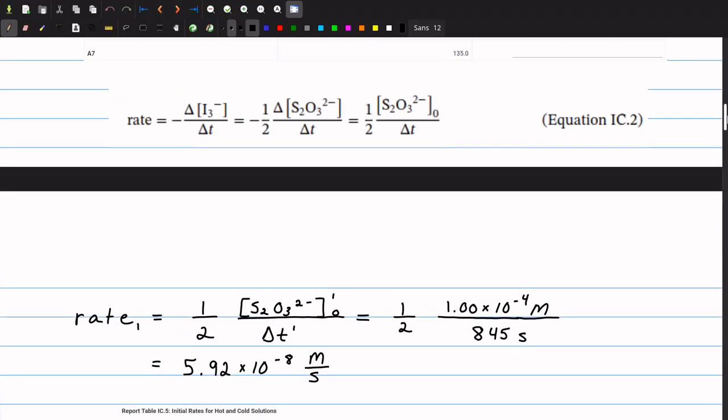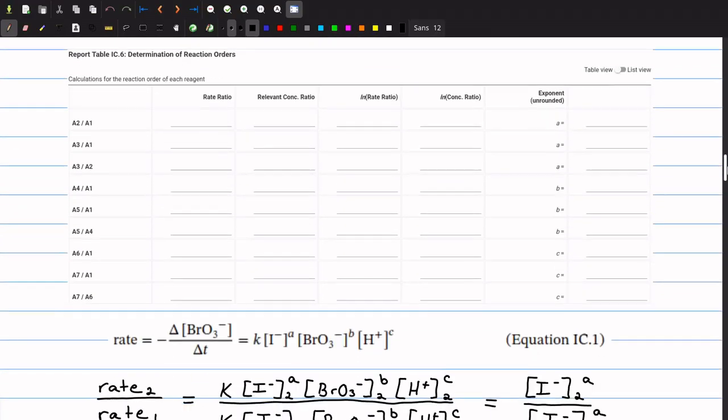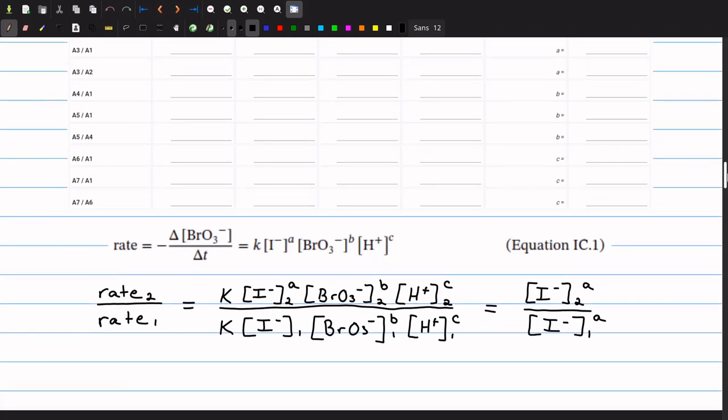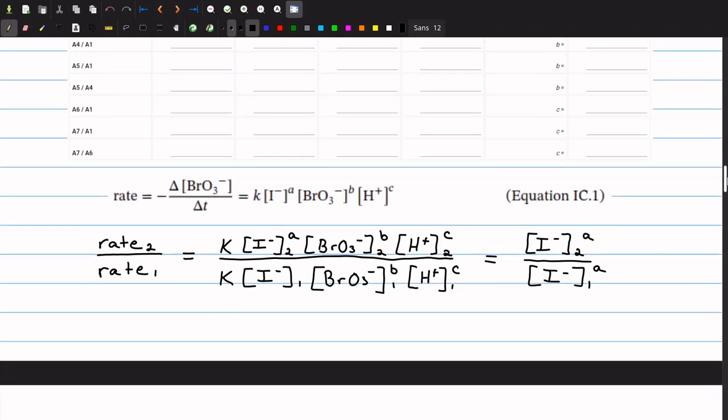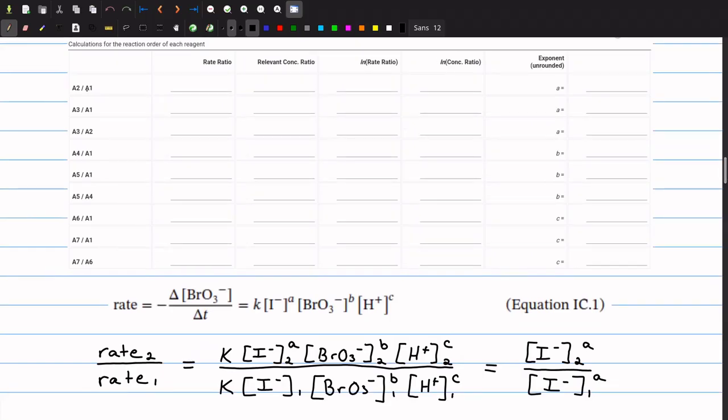Now, the way that we've done this largely in the class is just by inspection, but I did show you, so when I do rate 2 over rate 1, so I'm following the A2, A1 right here, this would be my rate ratio. The relevant concentration ratio, this one right here, is going to go right there, and it's relevant because that was the one that we varied for those experiments.